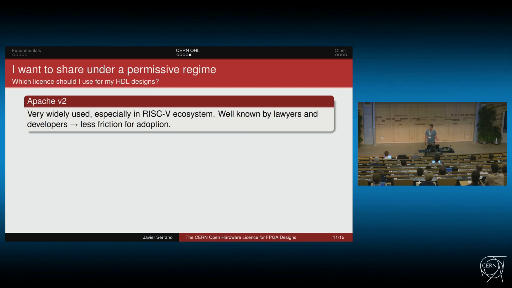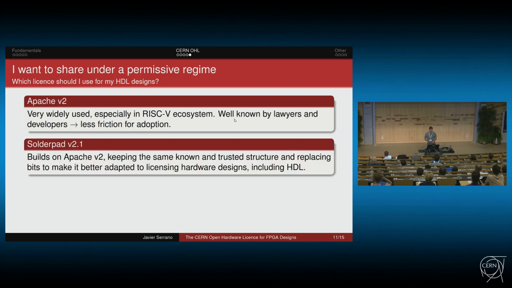Apache v2, which is a software license, as I said, is very much used and it works. The advantage is that it's well known by lawyers and developers. So if you're in a company, for example, and you want to get the okay from your legal department, they already know that it's a safe license for them to use. So you would have less friction for adoption.